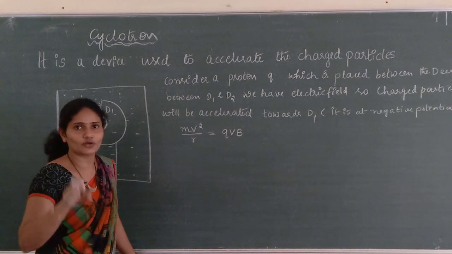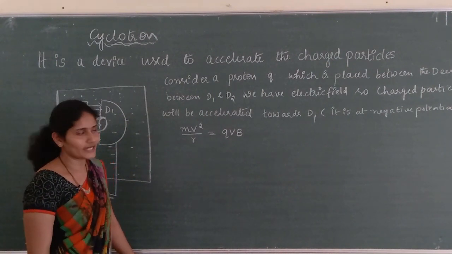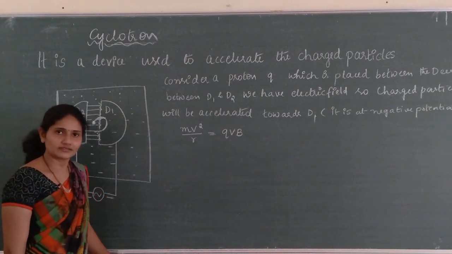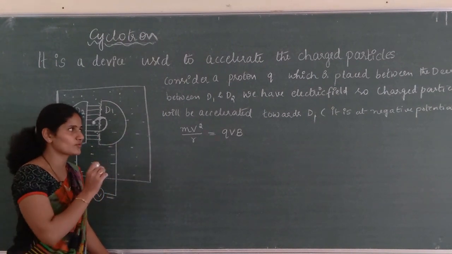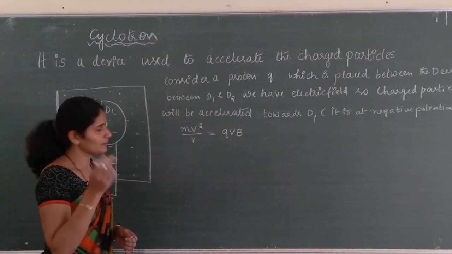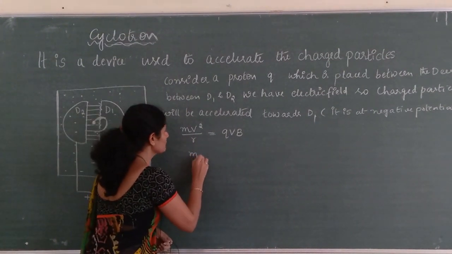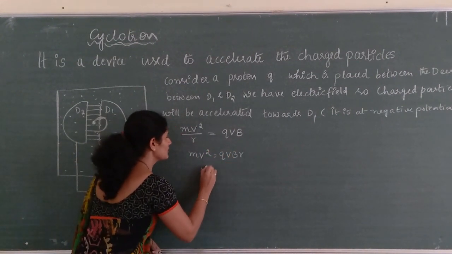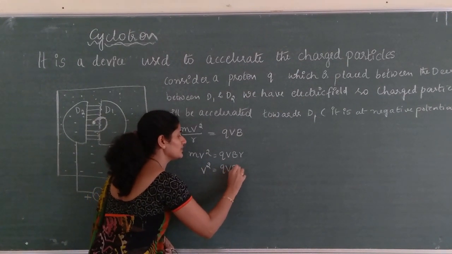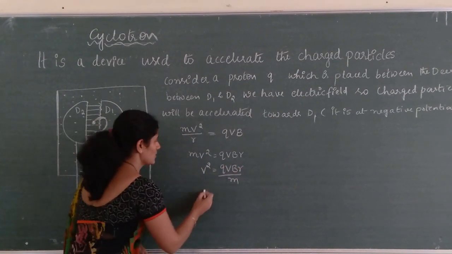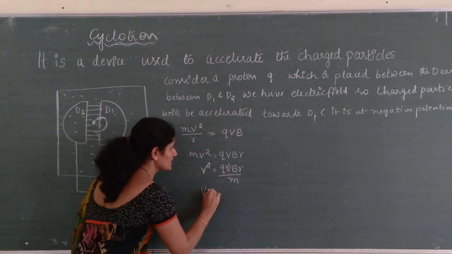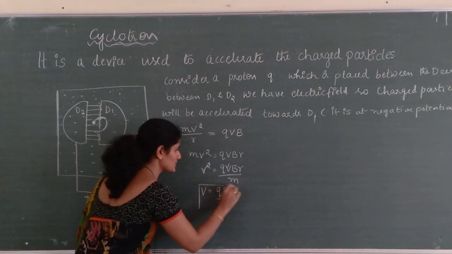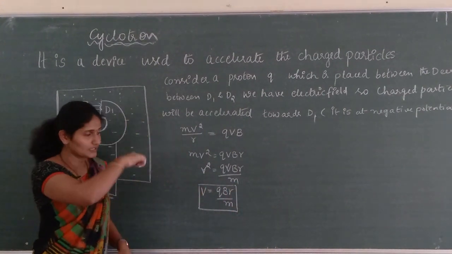In order to move in a circular path, centripetal force is required. In this example, the Lorentz force is providing the necessary centripetal force. Therefore, mv square by r is equal to qvB, or mv square is equal to qvB into r, or v square is equal to qvBr divided by m, or v is equal to qBr divided by m. This is the expression for the velocity of the particle.